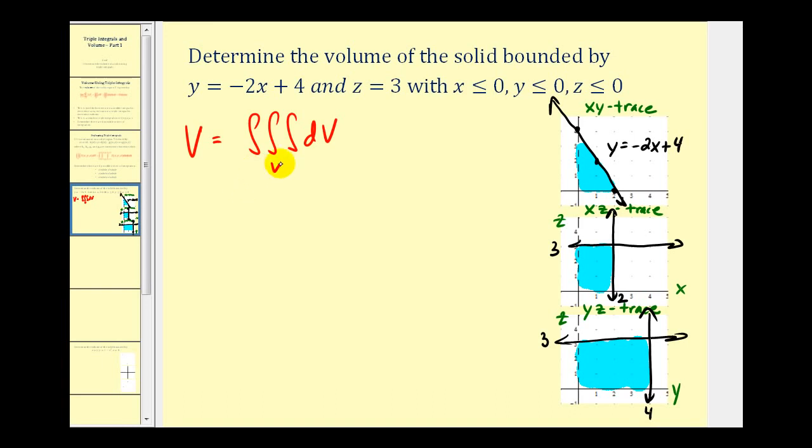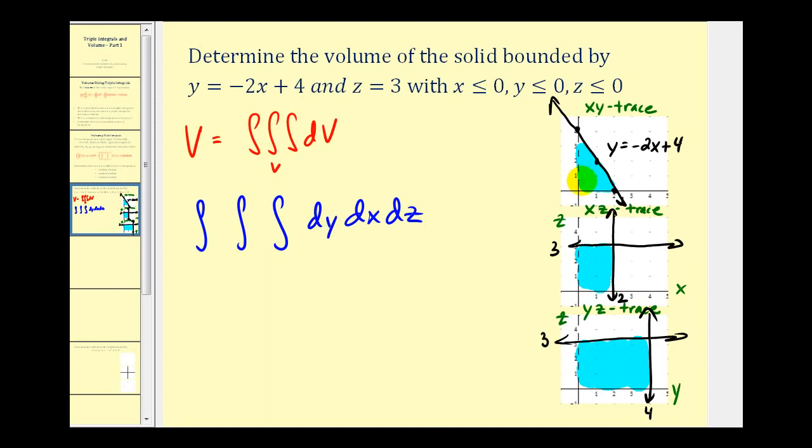But next we need to decide in which order we want to integrate. Remember, if we integrate first with respect to y, the limits of integration must be in terms of x and z. And since this equation here is already solved for y, we'll start with differential y. And the order of the remaining two don't really matter. Let's go ahead and write this as dx dz.